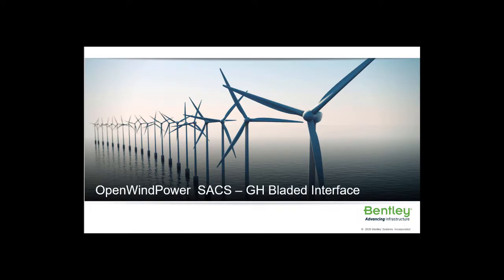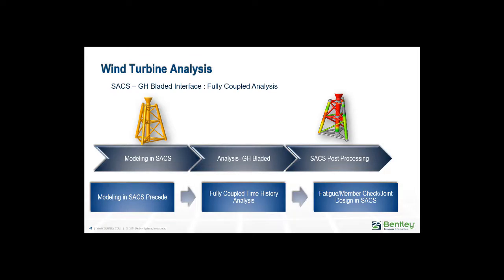Next, I'd like to discuss the SACS GH Bladed interface. Here again, we can generate a model for GH Bladed from SACS Pre-seed, and then the full analysis is conducted. It's the full time history analysis conducted in GH Bladed, and then we can use SACS for post-processing for fatigue, member checks, and joint design.